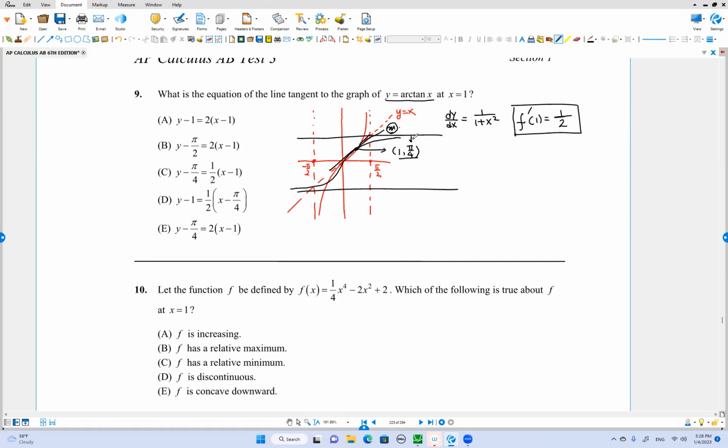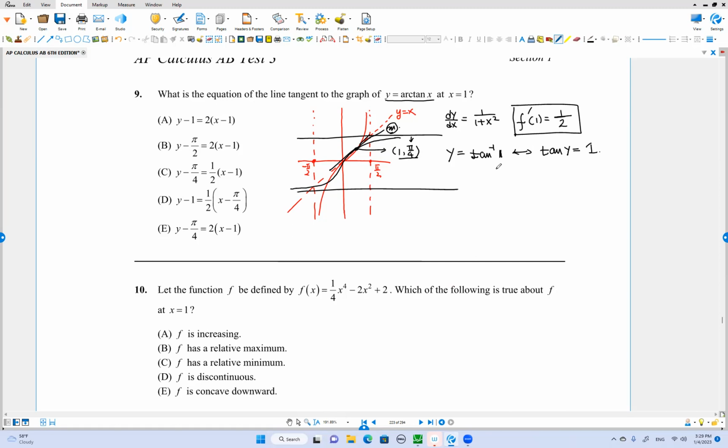But this one, we got this pi over 4 from the graph. Without the graph, how can you find these numbers? Put this number x is 1 in the y. Y equals arctangent of x. When x is 1, what is y? Arctangent is equivalent to this: tangent y equals 1.